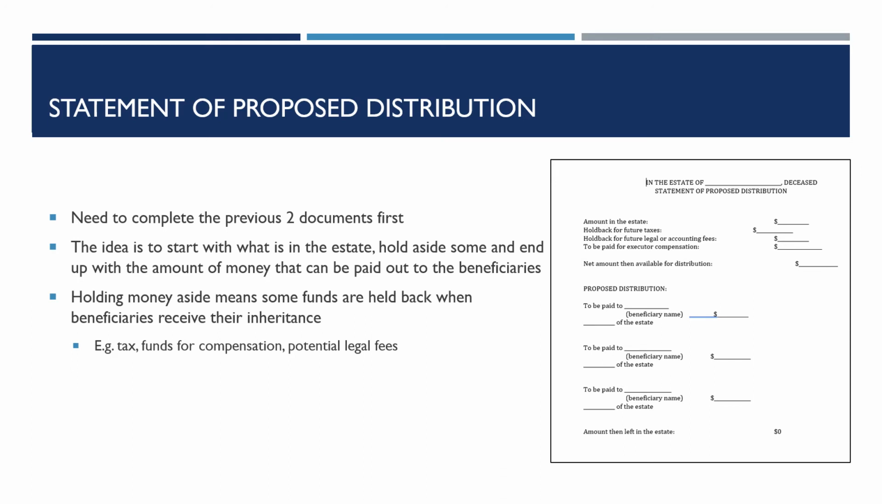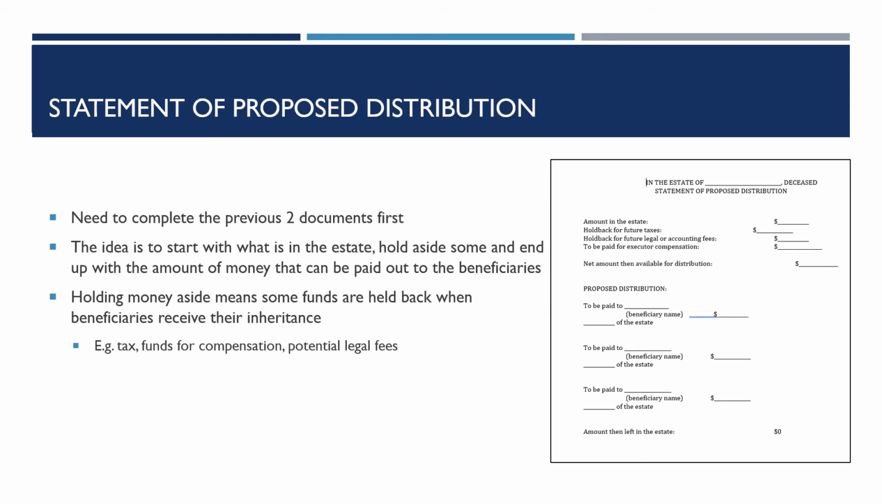You're keeping these funds, called holdbacks, just in case they're needed. If they aren't needed, they'll be paid out to the beneficiaries at a later date. Common holdbacks include possible tax or legal fees and the amount claimed on the proposed executor's compensation. All of these holdbacks are subtracted from the amount in the estate.